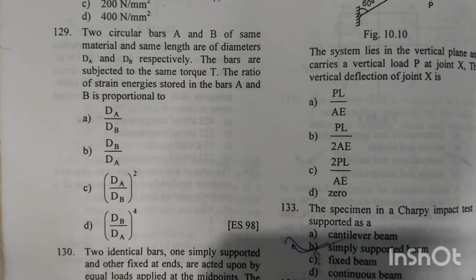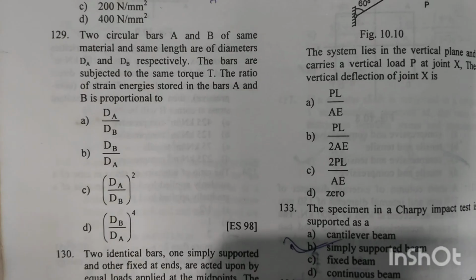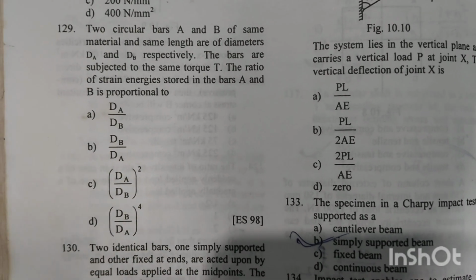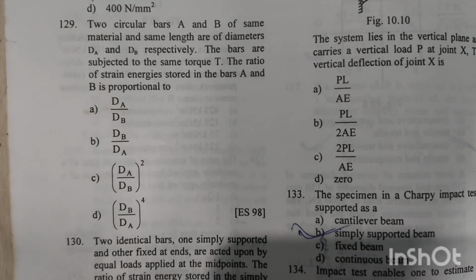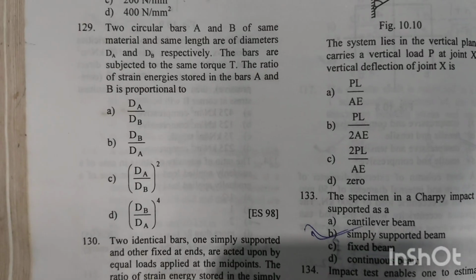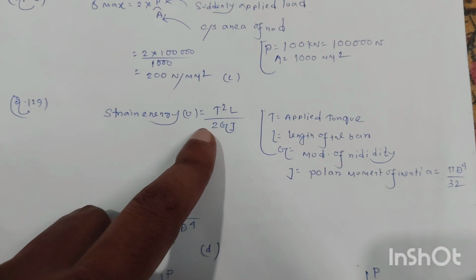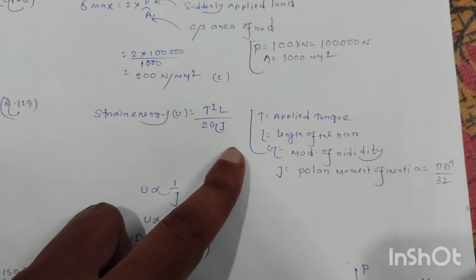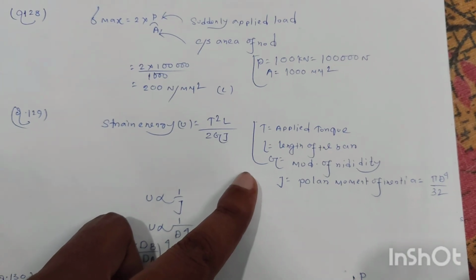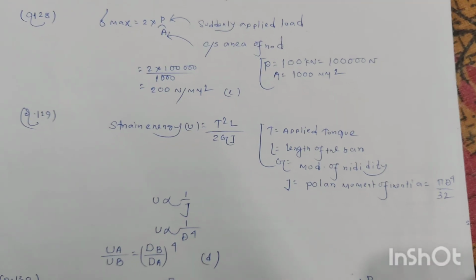Question number 1 to 9. Two circular bars A and B of same material and same length are of diameters dA and dB respectively. The bars are subjected to same torque T. The ratio of strain energy stored in the bars A and B is proportional to. We know the formula for strain energy U equal to T square L by 2GJ. T is the applied torque, L is the length of the bar, G is the modulus of rigidity and J is the polar moment of inertia, which is equal to pi d to the power 4 by 32.